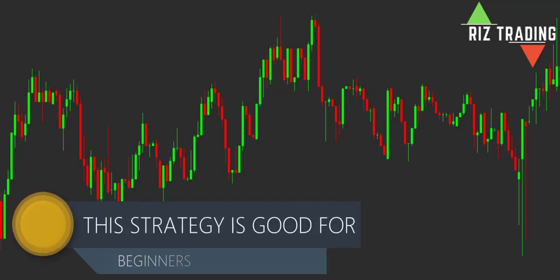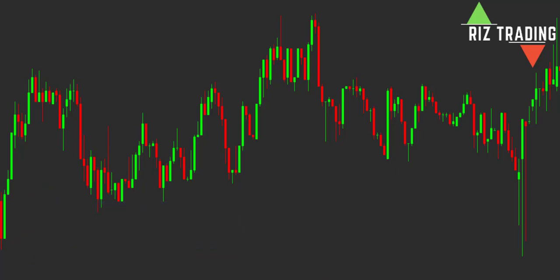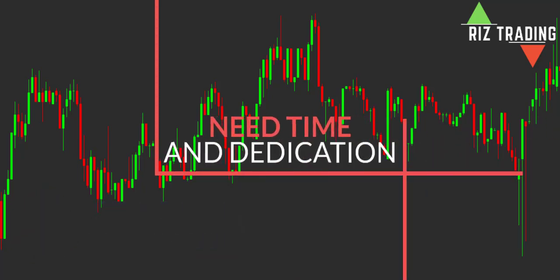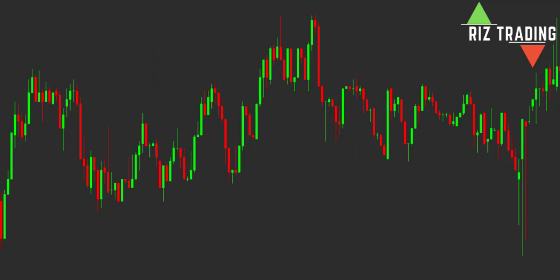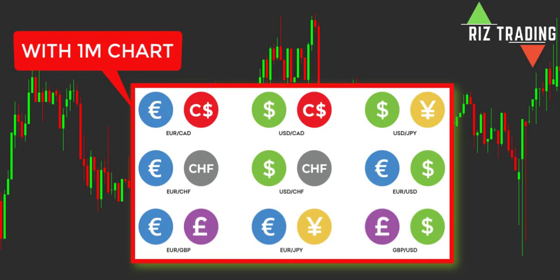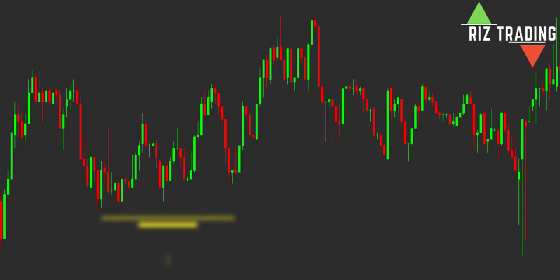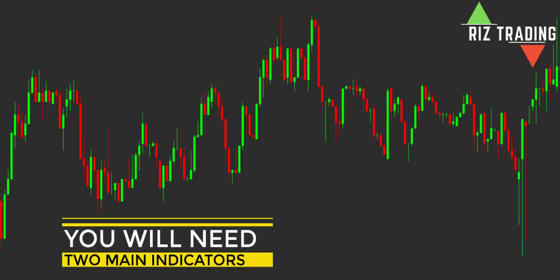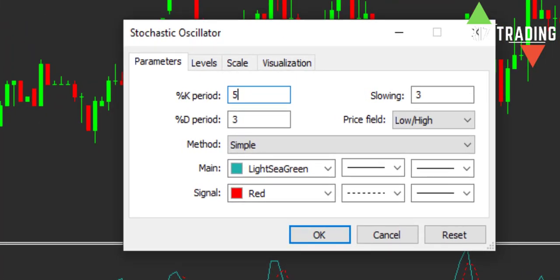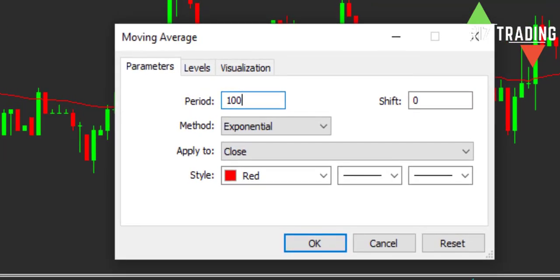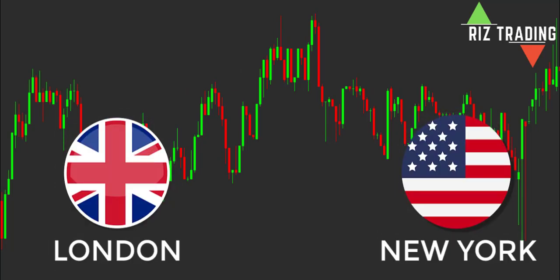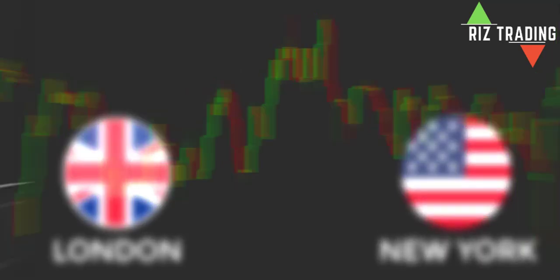First thing you need to make sure is that you are able to dedicate a few hours a day to this strategy, because this strategy demands some time and dedication. You can apply this strategy on every currency pair with a 1 minute time frame. You will need two indicators for this strategy. First one is stochastic 5 3 3, and second one is 50 and 100 EMA. Try to enter the market in the London or New York session.